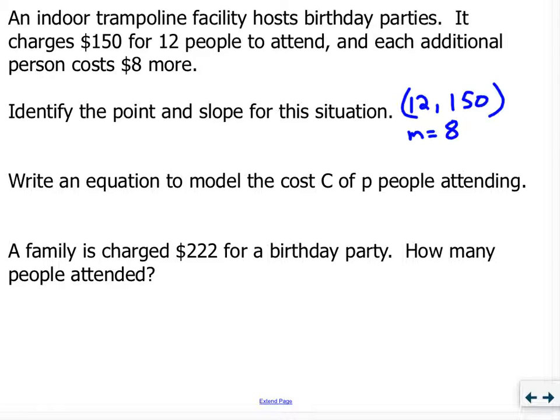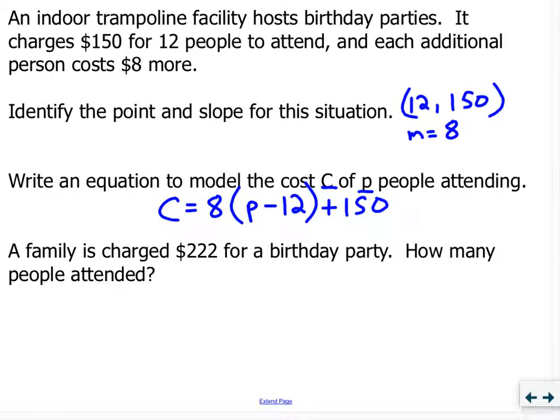So now let's write an equation here. We're going to model the cost C of P people attending. So instead of it being Y equals, it's going to be C equals. I'm going to plug in my slope next. My slope was 8. I'm going to subtract the value of my data point, P minus 12. And then I'll add the Y value of the data point, 150. So this equation will model the cost of more than 12 people attending.